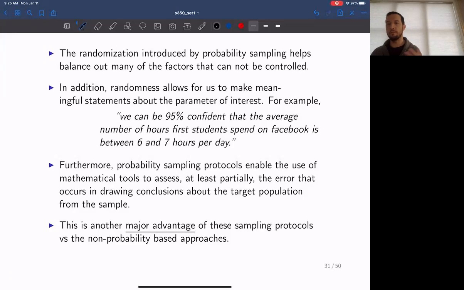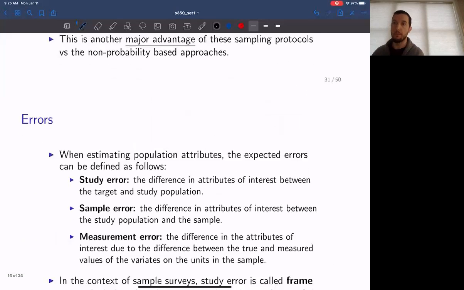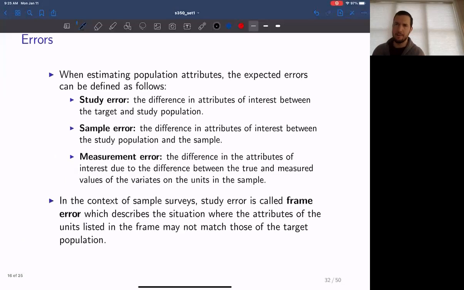Okay, so we only have a few things left to discuss before we can actually start to get into some more of the mathematical details. So we're going to talk about errors and we're going to talk about biases.